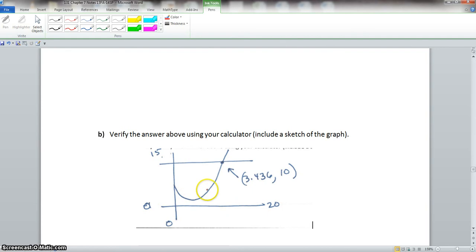Now, we will draw a sketch based upon our calculator, and we will have 3.436, comma 10, which is approximately 3.44 in the 10 amps. So 3.44 seconds or 3.436 seconds will produce 10 amps, which is basically what we already have. So this is a sketch of the graph, and this is our final answer for section 7.5.